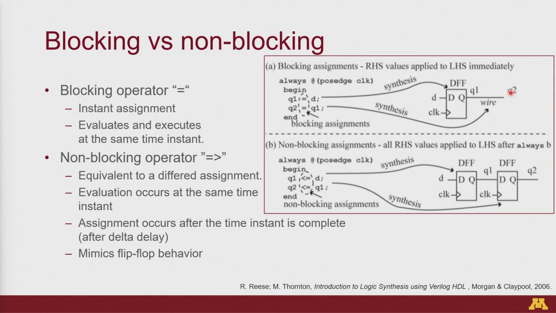If you actually did both of these as non-blocking operators, what you're saying is that these non-blocking operators will only occur at the positive edge of the clock. So at the first positive edge of the clock, it would capture the value D into Q1, but then Q1 would not have been updated yet. So Q2 will still see the old value of D and it does not change. On the next cycle, Q2 will see the new value of Q1 and then it will change. So essentially this is equivalent to stacking two flip-flops back to back.